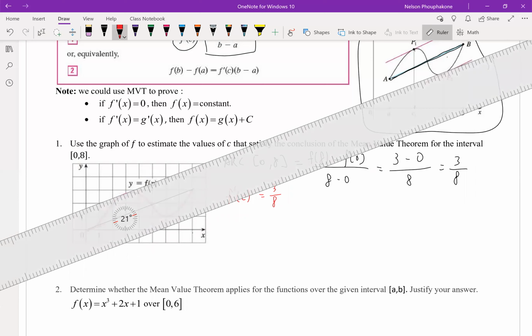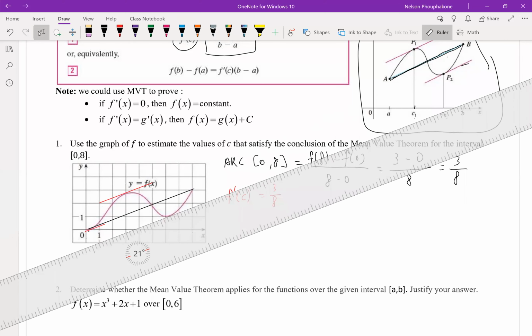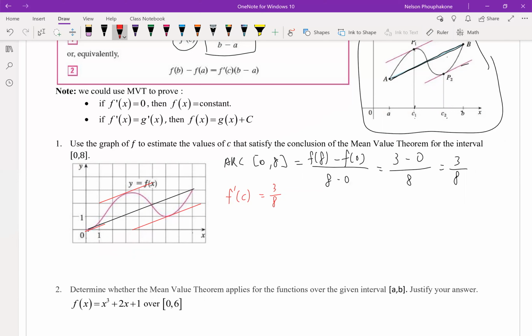I have another one around here, and I also have one about here. Okay, so now we could actually check it out.